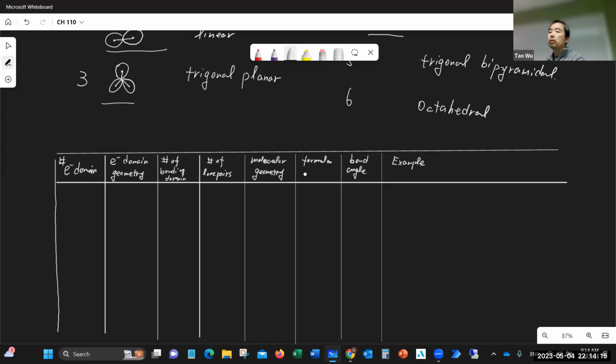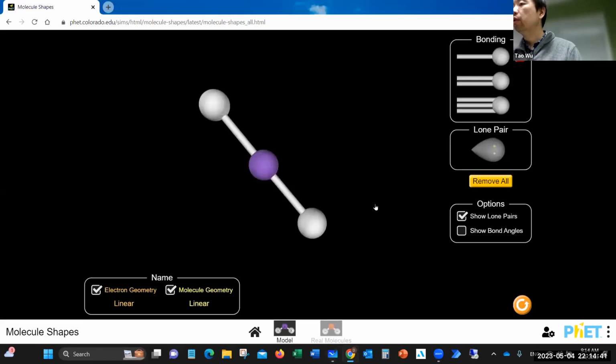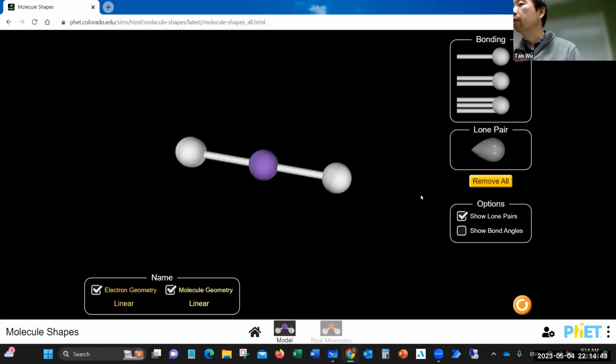Okay, so first, let's just talk about two electron domain. Generally, two electron domain is pretty straightforward. It just has one option. So if we have a two electron domain, the geometry will be just a linear structure. If we have only two electron domains, they always are linear.